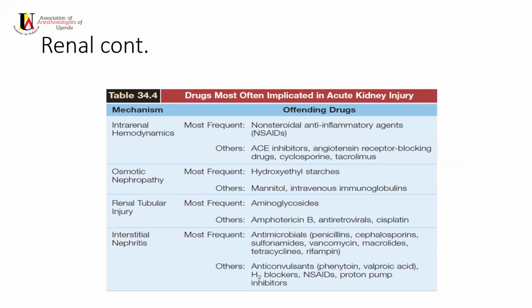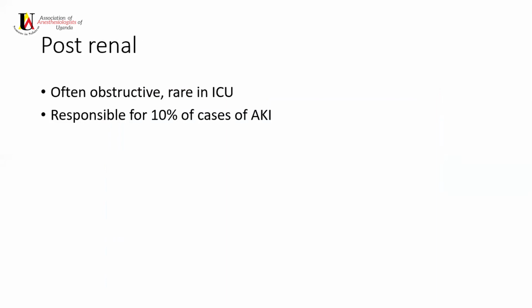You have drugs that will cause renotubular injuries, like aminoglycosides, amphotericin B, antiretrovirals, cisplatin, and some that will give you interstitial nephritis. For those, the most common are the antimicrobials: the penicillins, cephalosporins, sulfonamides, vancomycin, macrolides, tetracyclines, and rifampin. And then other drugs like H2 blockers, some NSAIDs, some PPIs, and some anticonvulsants.